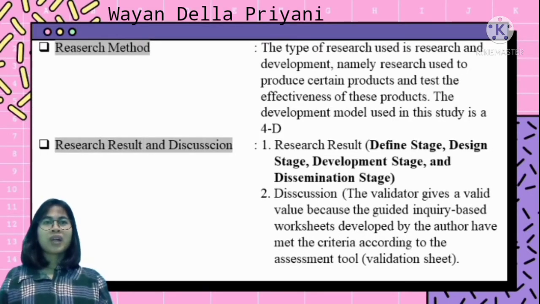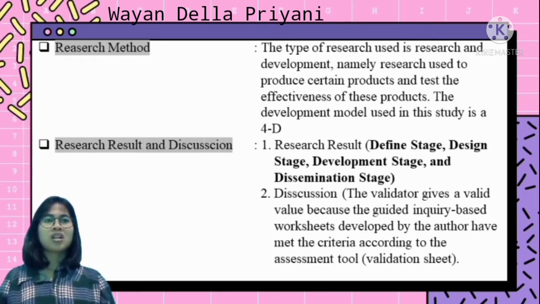Next, research method. The type of research used is research and development, namely research used to produce certain product and test the effectiveness of this product. The development model used in this study is 4D. Research result and discussion. 1. Research result. Define stage, design stage, development stage, and dissemination stage.